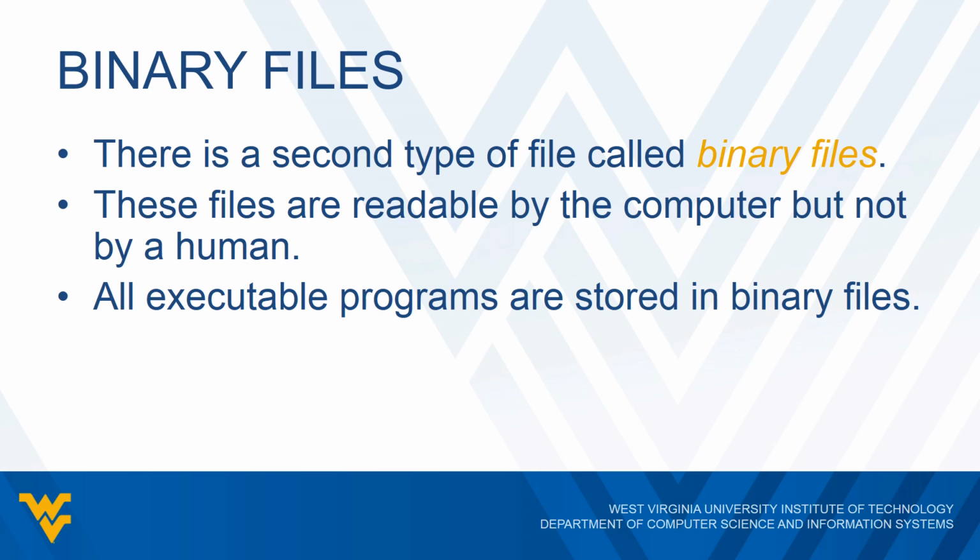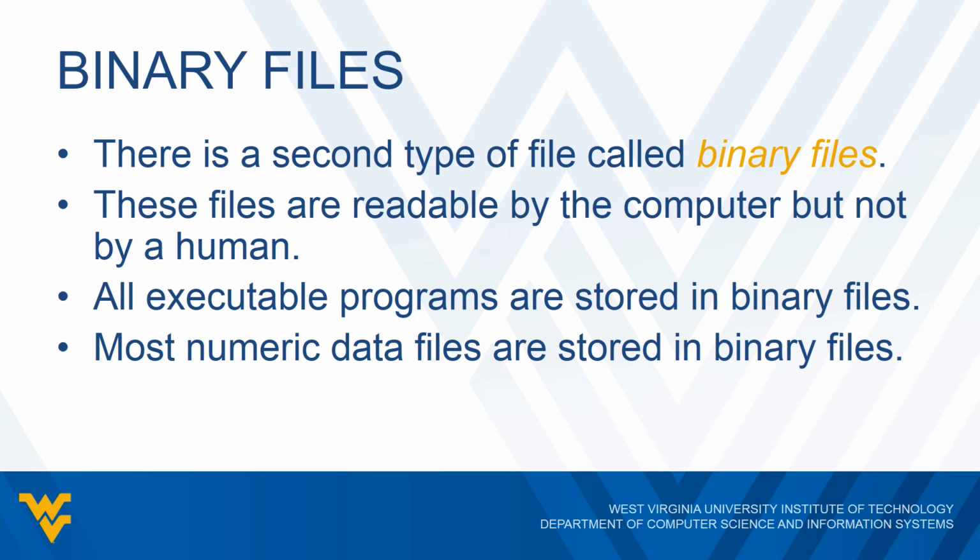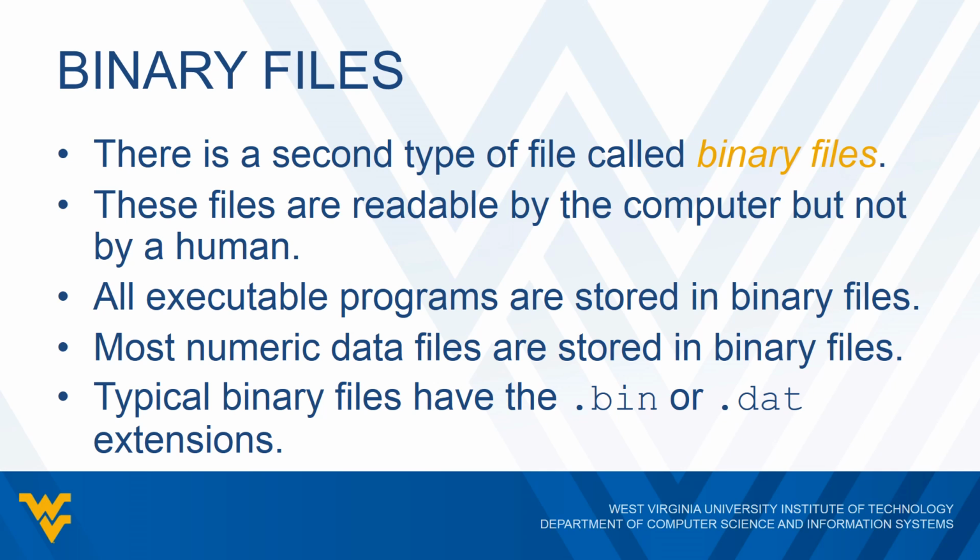Now, all executable programs are stored in binary files. So the .exe files, those are binary files. In some operating systems, it's actually a .bin, which stands for a binary file. That is the executable for that type of operating system. A lot of numeric data files are also stored in binary files. So these typically have the .bin format that I just mentioned before, or the .dat extension. So we have these different extensions that correspond to binary files. Sometimes they're also called data files or executable files. But these are different types of files that we cannot actually read, but computers can.